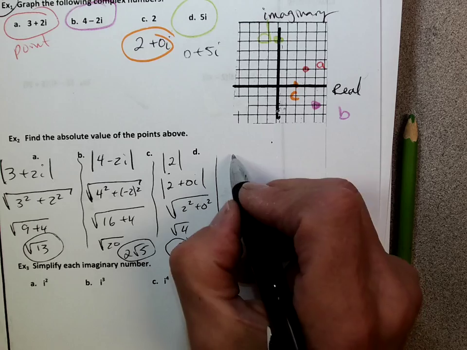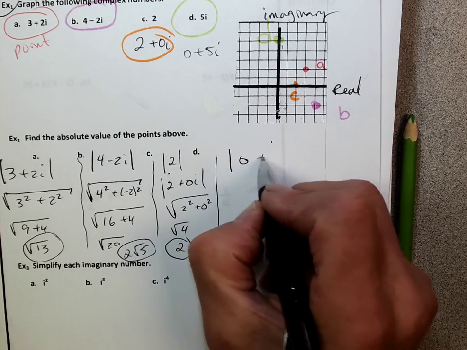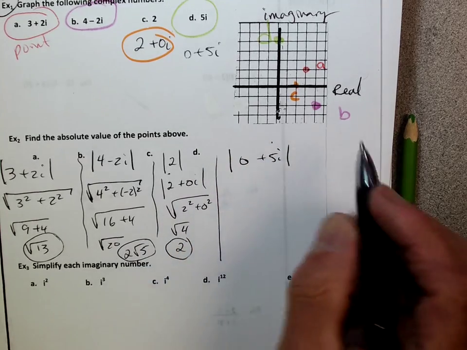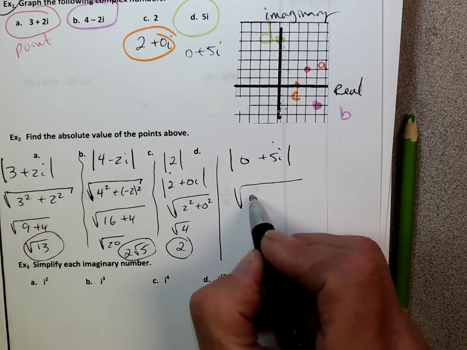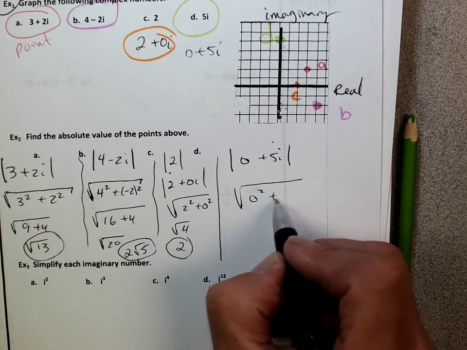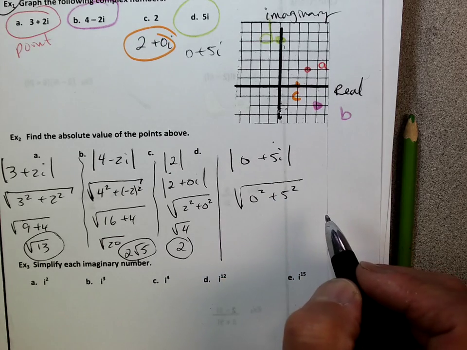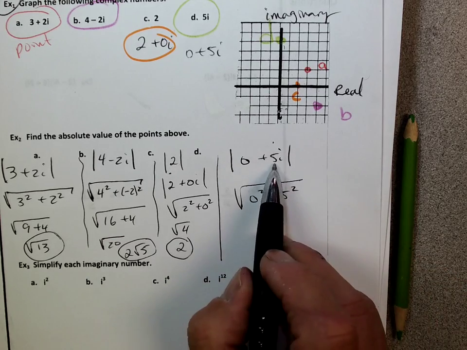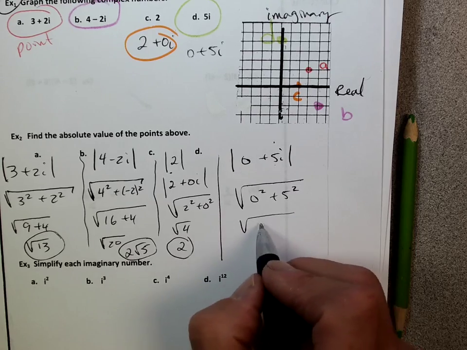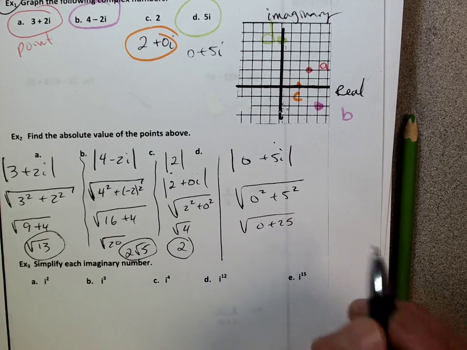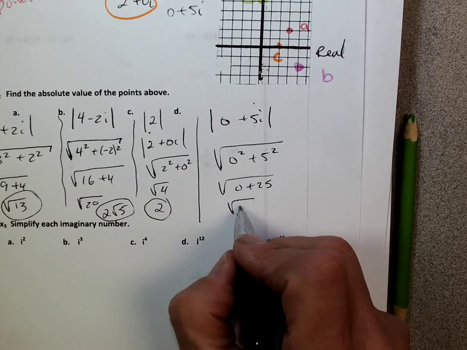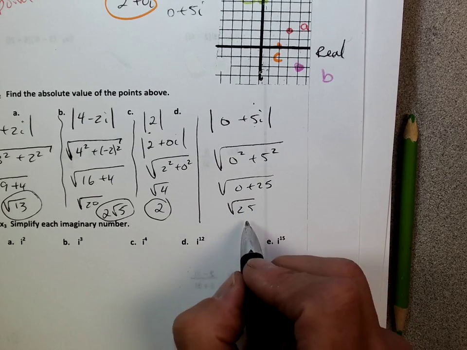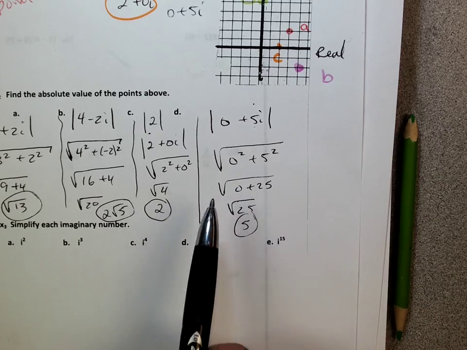And D, we want the absolute value of 0 plus 5i. That's really pretty easy too. It's going to be the square root of 0 squared plus 5 squared, right? We're just taking the numbers, not the i. 0 plus 25, right? Which is really the square root of 25, which is just 5. Kind of thought that was what it was going to be, right?